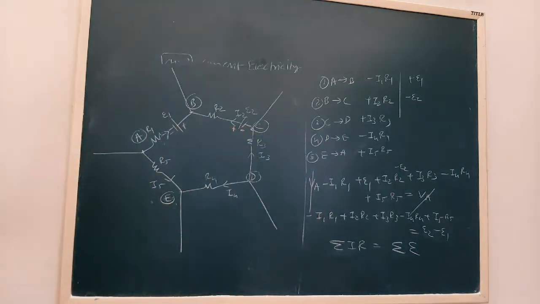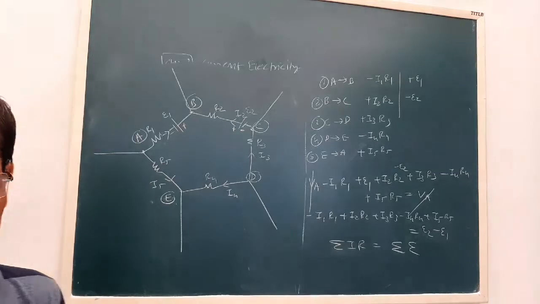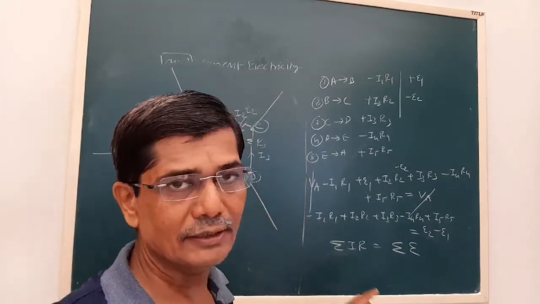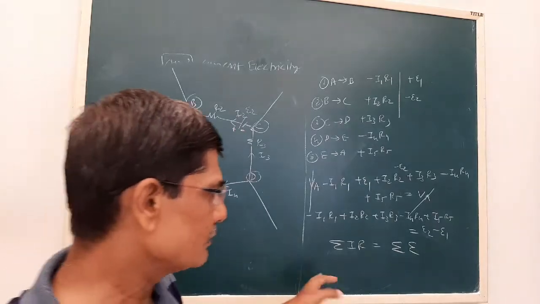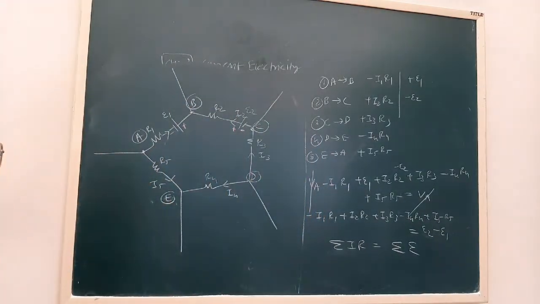That is, sigma IR, that is the product of the resistance and the corresponding current, and sigma is summation, is equal to sigma E, that is the total EMF supplied in the circuit. So this is about Kirchhoff's second law.